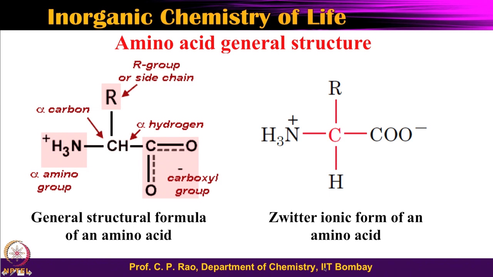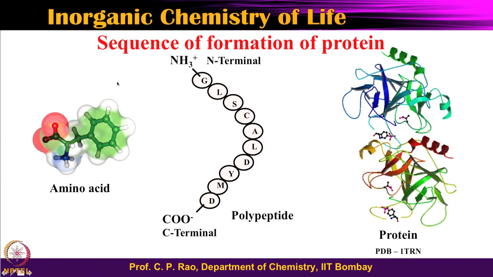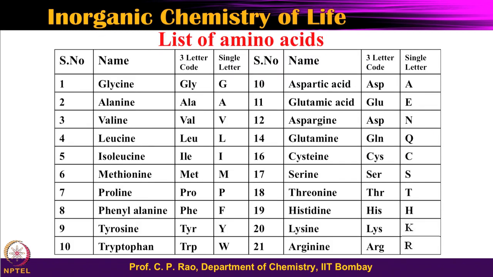Let us look at the next slide. Here we have the set of amino acids: glycine, alanine, valine, leucine, isoleucine, methionine, proline, phenylalanine, tyrosine, tryptophan, aspartic acid, glutamic acid, asparagine, glutamine, cysteine, serine, threonine, histidine, lysine, arginine.